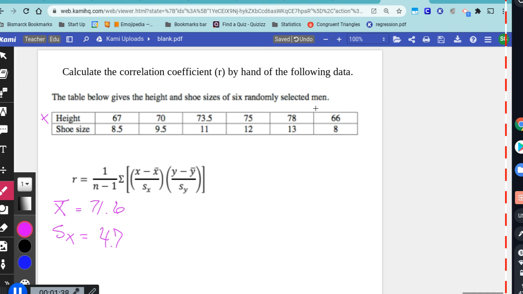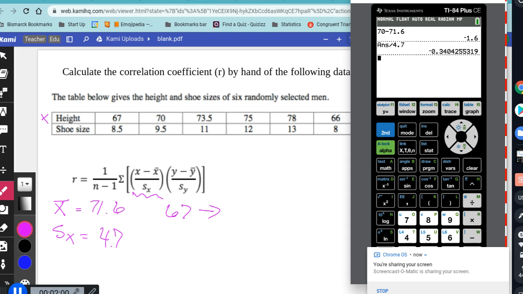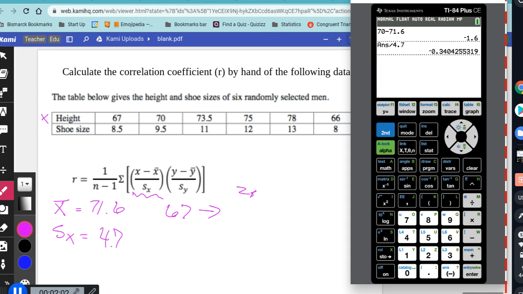All right, once you have the mean and the standard deviation, then you're going to standardize it. Remember, that's this part where you do x minus x bar divided by the standard deviation. So for the first one, we do 70 minus 71.6 divided by 4.7. Okay, so I've got a z-score of negative 0.34.